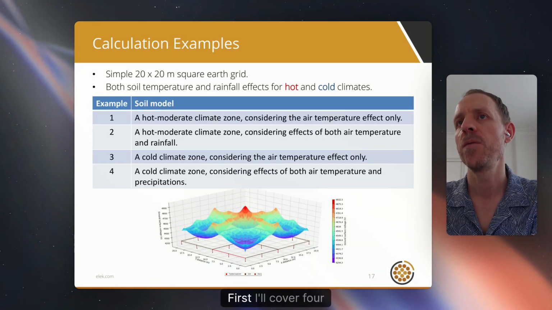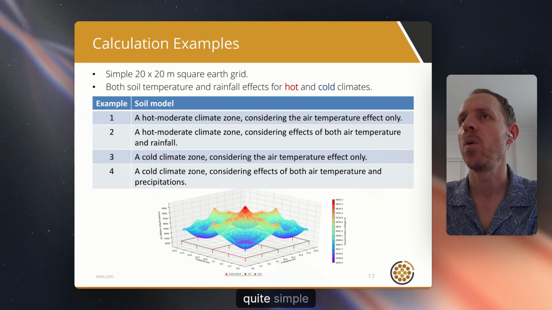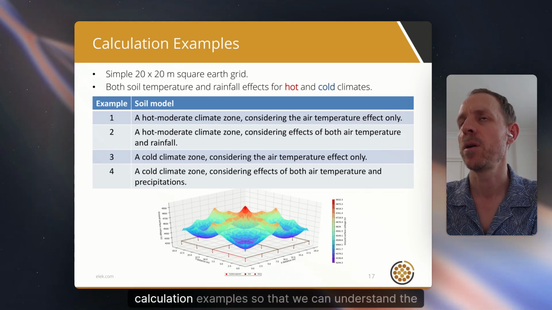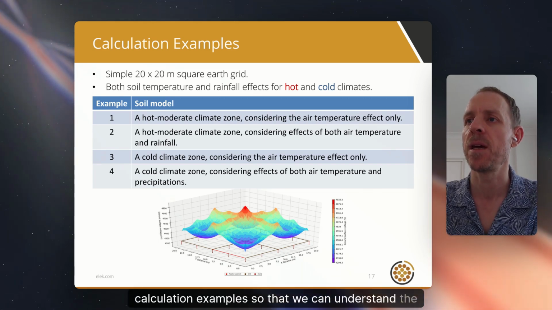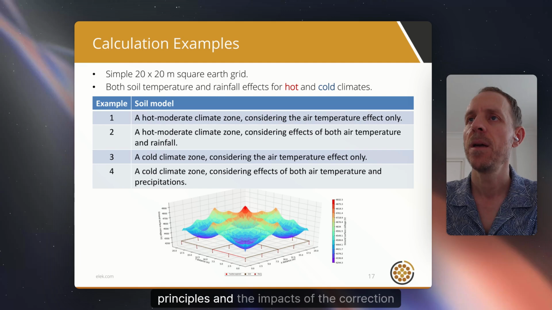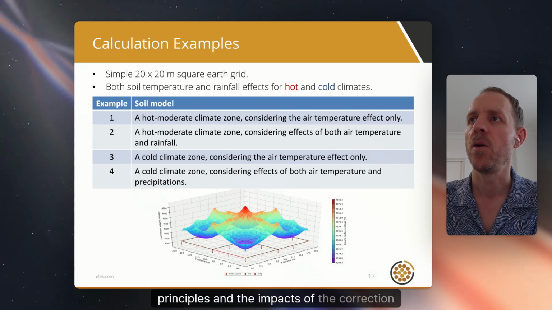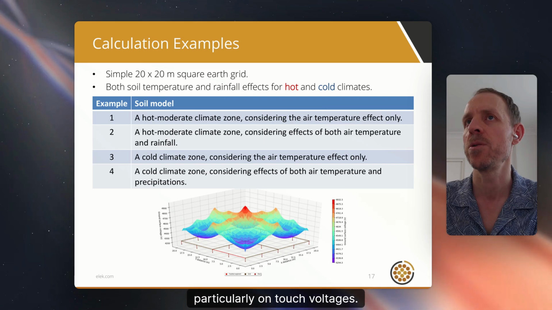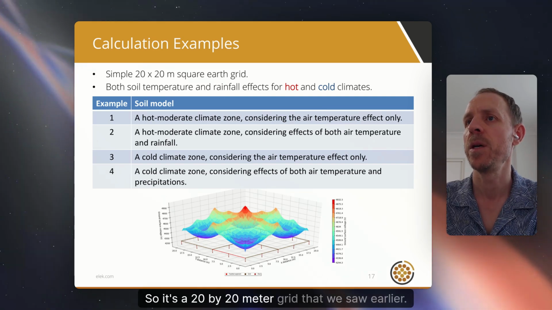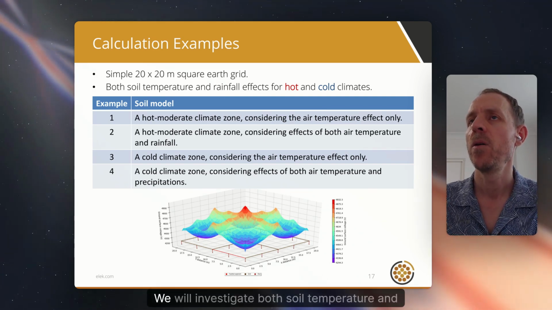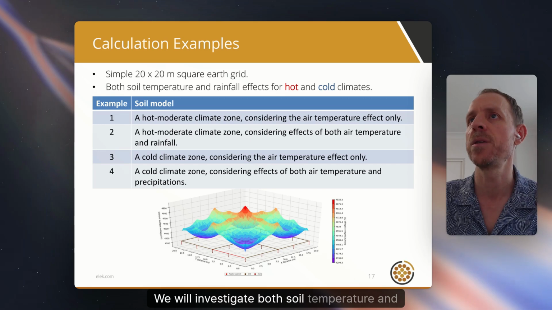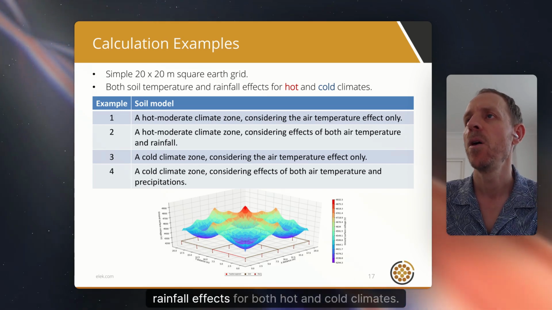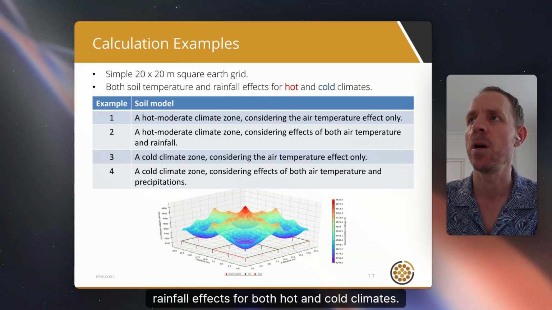First, I'll cover 4 quite simple calculation examples so that we can understand the principles and the impacts of the correction, particularly on touch voltages. So it's a 20 by 20 meter grid that we saw earlier. We will investigate both soil temperature and rainfall effects for both hot and cold climates.